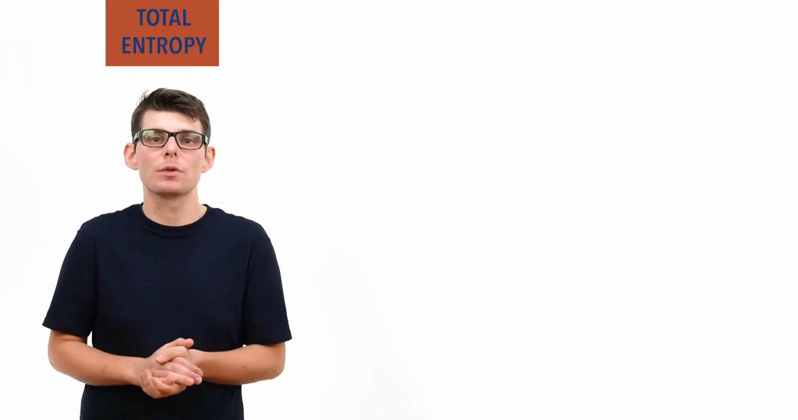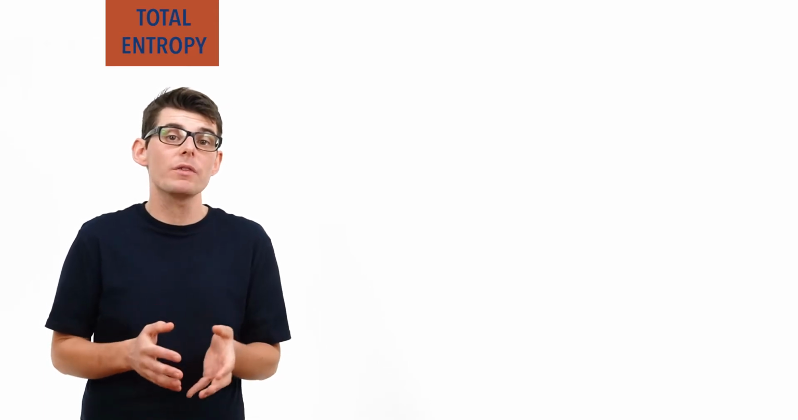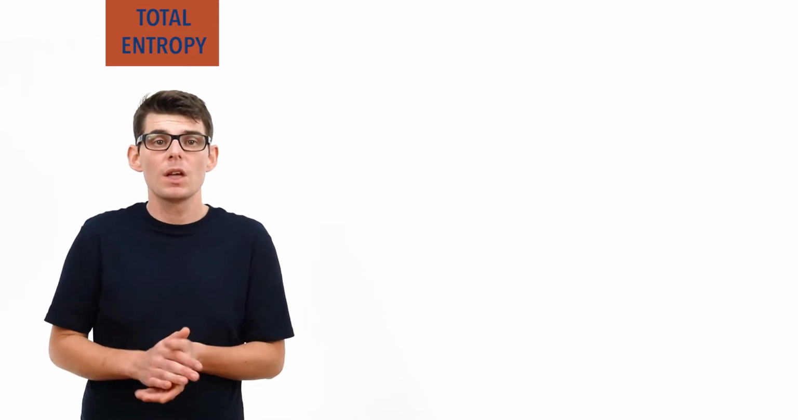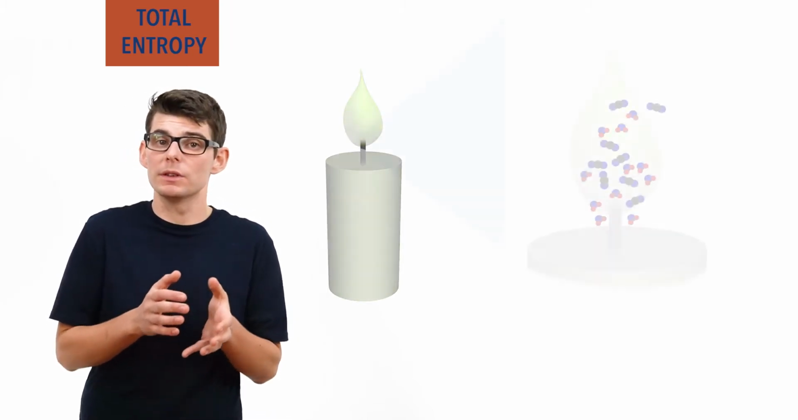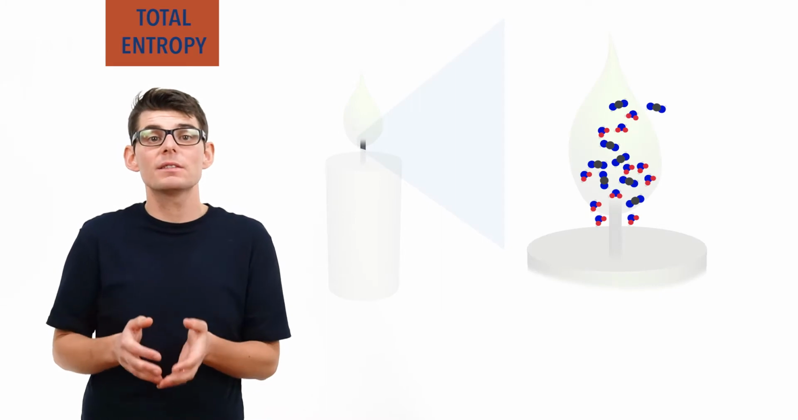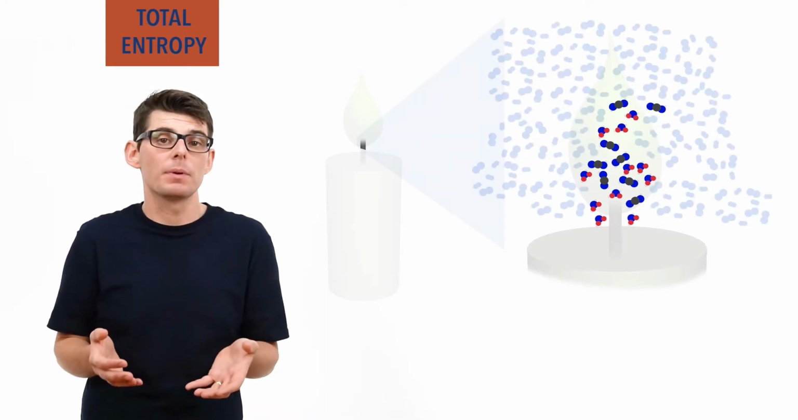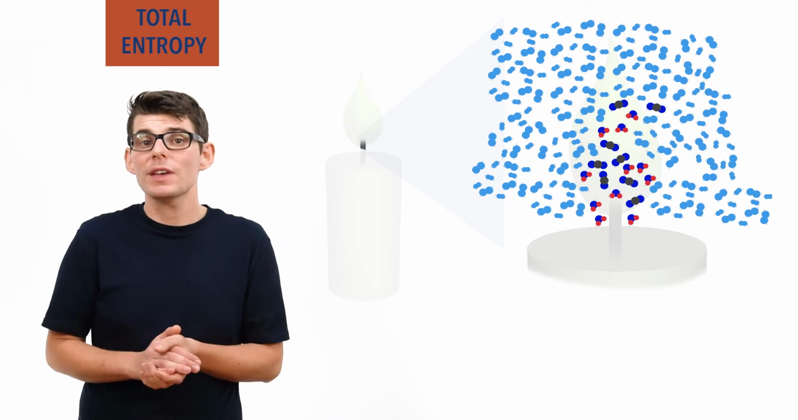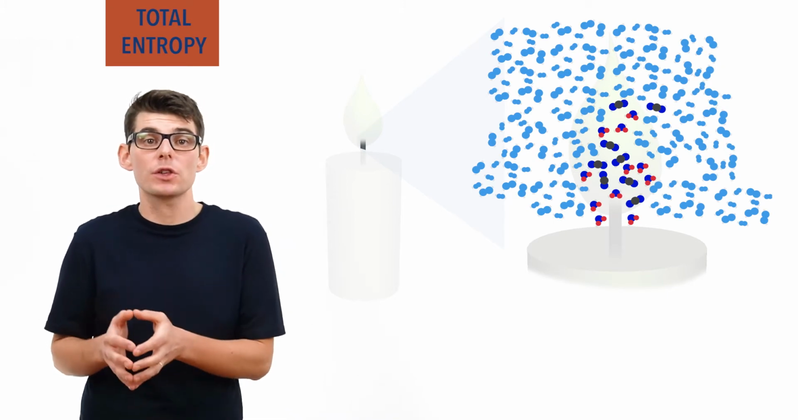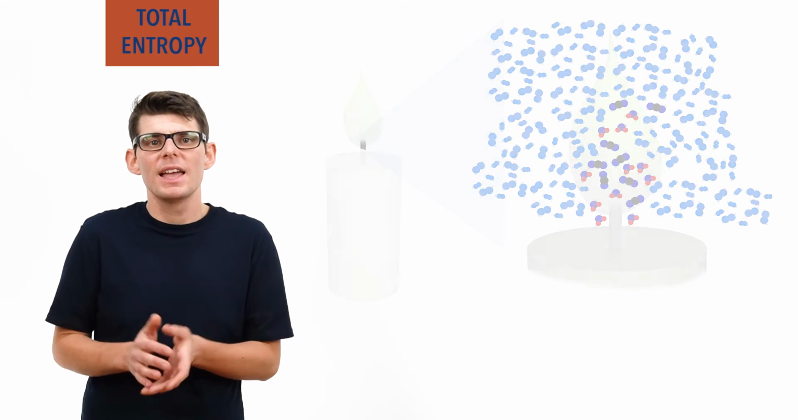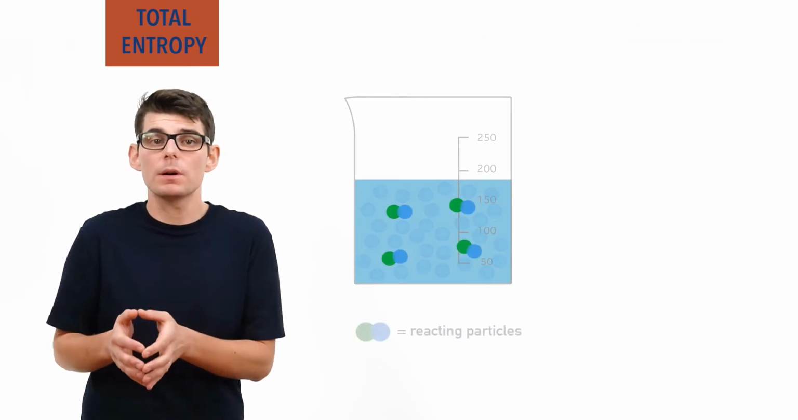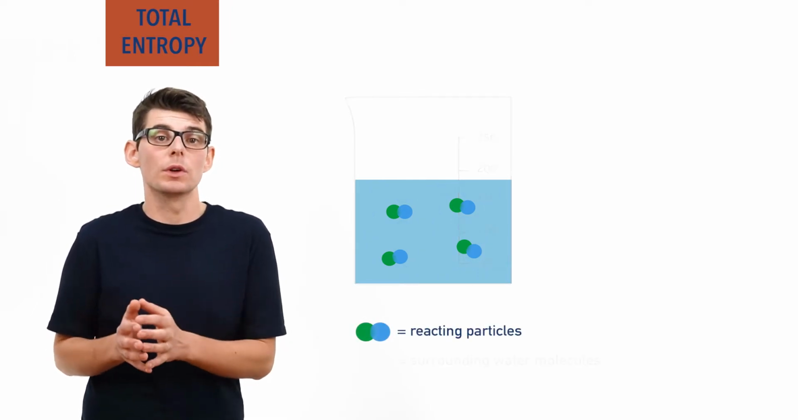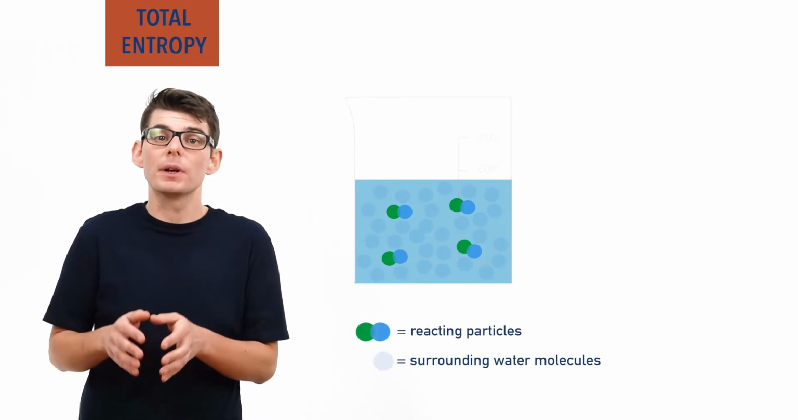Let's go. When particles react in a chemical reaction, they are usually surrounded by other particles that aren't reacting. For example, if you burn a candle in air, the combustion reaction occurring between the fuel in the candle and oxygen is taking place surrounded by lots of other particles in the air. Molecules of gases that have no part to play in the reaction but are simply there. It's the same for a reaction in solution. When a reaction occurs between aqueous particles, they are surrounded by water molecules that don't actually react, but are constantly around the reacting particles.